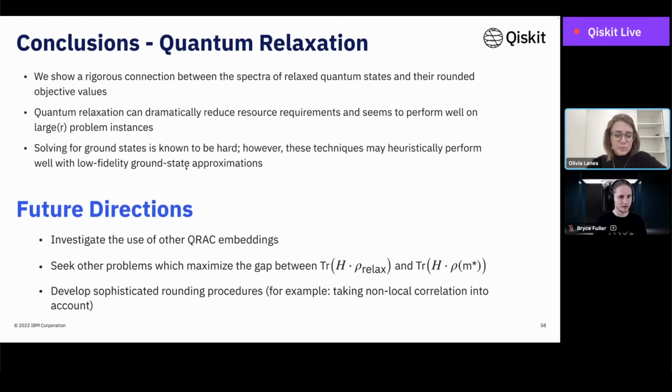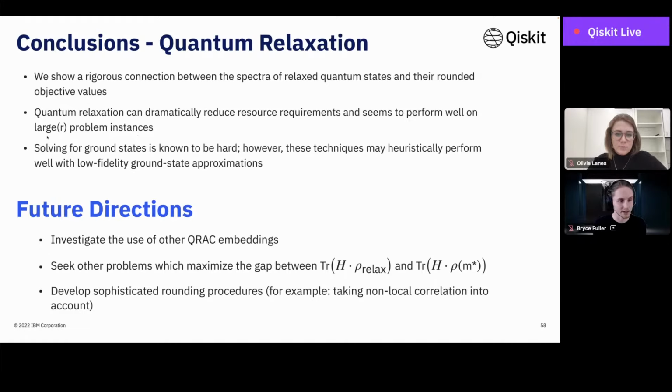So this is the conclusion of the first and largest part of the talk, right? The key takeaway is that we show there's a rigorous connection between the eigenvalues of this relaxed Hamiltonian we construct and the rounded solutions to our original problem, which is interesting. This process of using quantum relaxations can save you a lot of space on your quantum computer and can therefore let you access much larger problem instances than might have been possible previously. And we know that this relaxed problem is itself very hard.